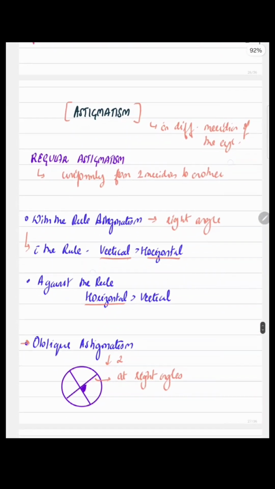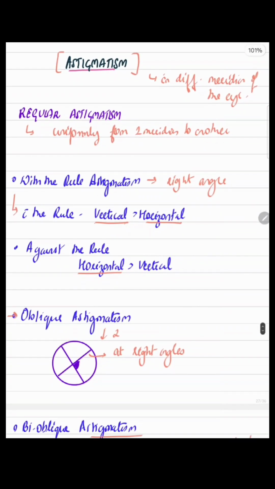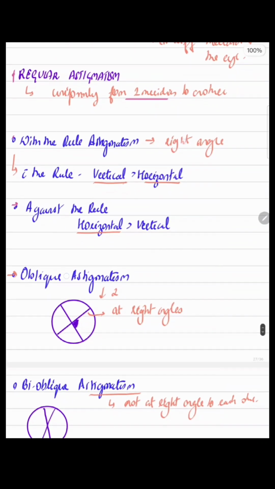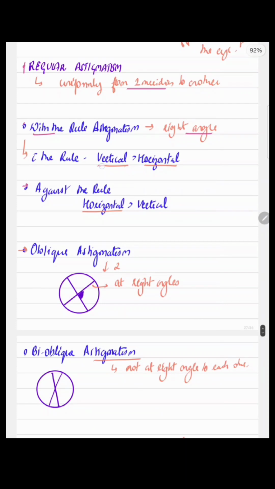Next, coming to astigmatism, it is a type of refractive error wherein the refraction varies in different meridians of the eye. First is regular astigmatism. It is when the refractive error changes uniformly from one meridian to another. It can be with the rule astigmatism or against the rule astigmatism, oblique or bioblique. With the rule astigmatism is when the two principal meridians are placed at right angles. With the rule, the vertical meridian is more curved than the horizontal. Against the rule astigmatism, here the horizontal meridian is more curved than the vertical.